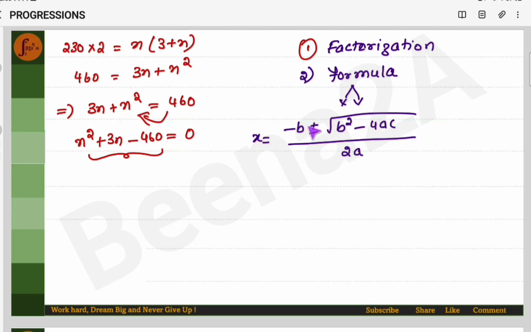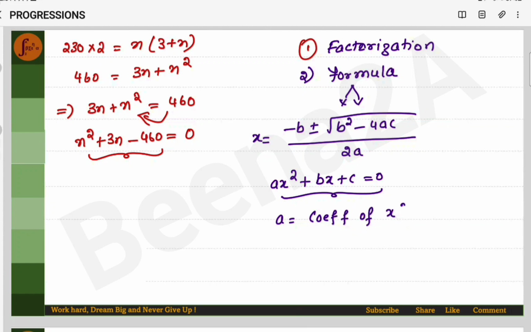So what are a, b, and c? See, we assume that there is an equation like this, ax square plus bx plus c is equal to 0, and the formula to find x is this one. So what are a, b, and c? A is the coefficient of x square. B is the coefficient of x. C is the constant. That is just the number.